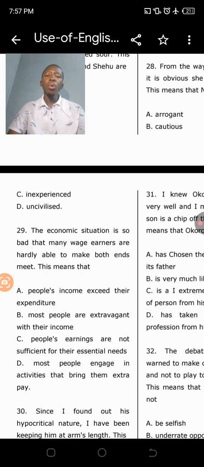So, when we say that someone is not able to make both ends meet, it simply means that that person is not having sufficient to meet his or her essential needs. So therefore, our answer is option C. People's earnings are not sufficient for their essential needs. So when you are unable to make both ends meet, it's obvious that your income is not sufficient to meet your needs.